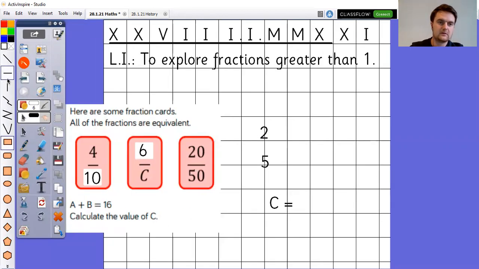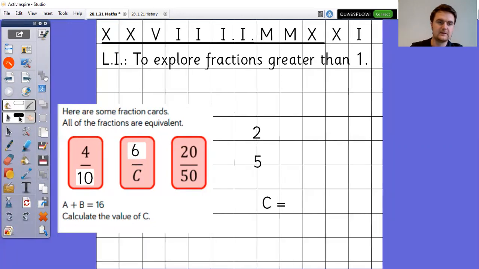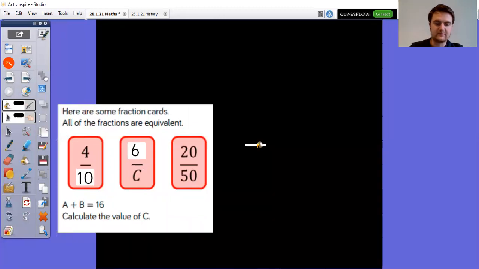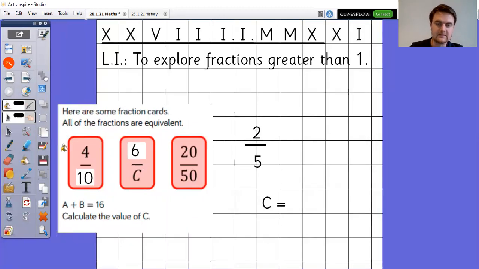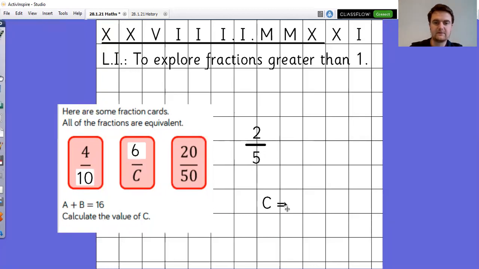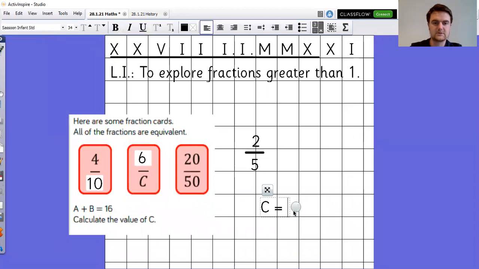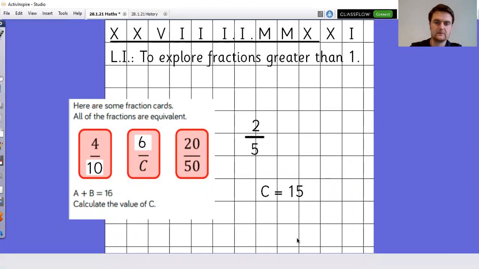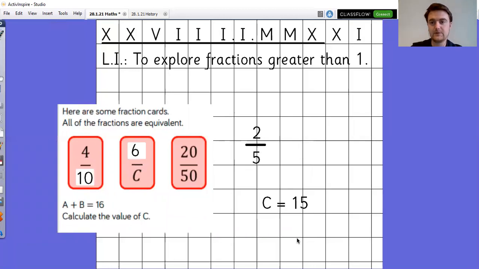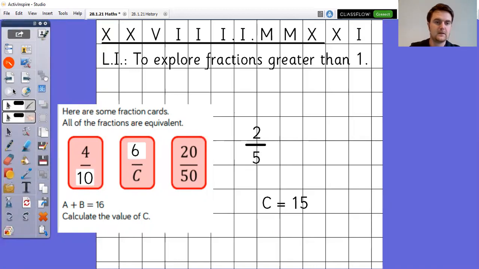Now, if I have a look at what I need to do to 2 to get to 6, I know that I need to multiply 2 by 3, which means that I have to do the same to the denominator. So 5 times 3 is 15, which means that C must also be 15. So there are a few different steps in that. You need to use some information that's not on the screen straight away, but well done if you managed to find that C equals 15.